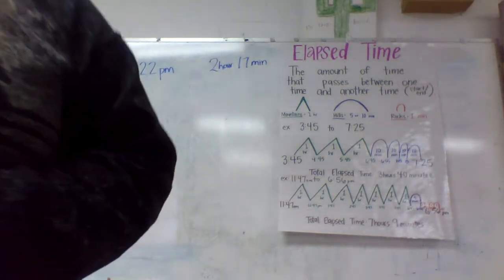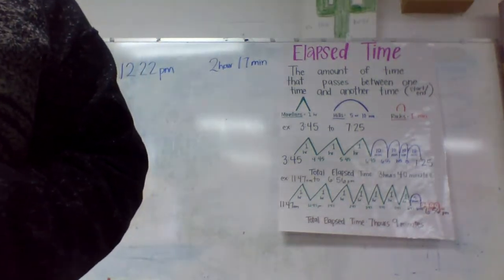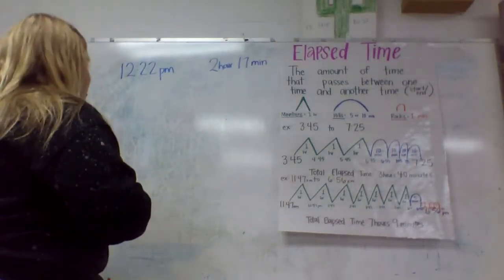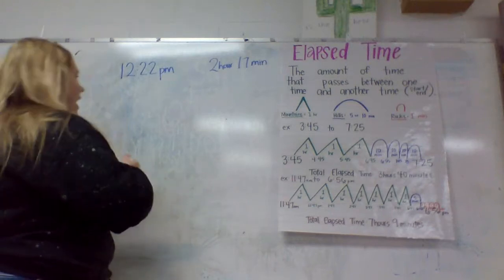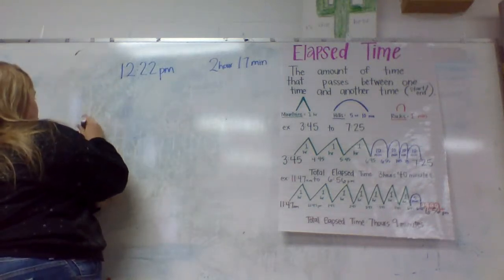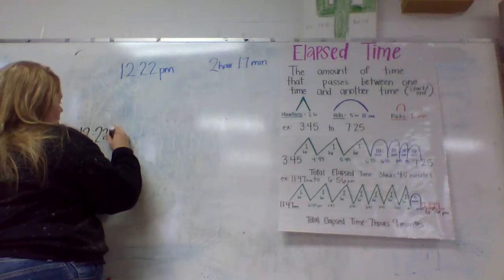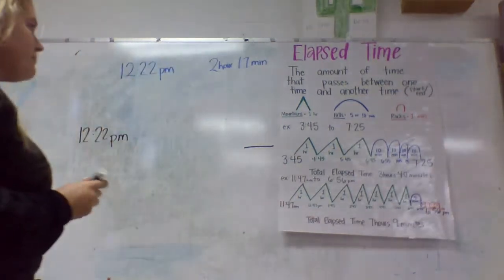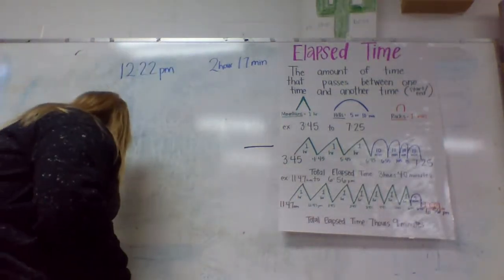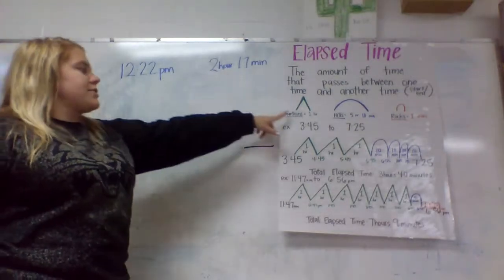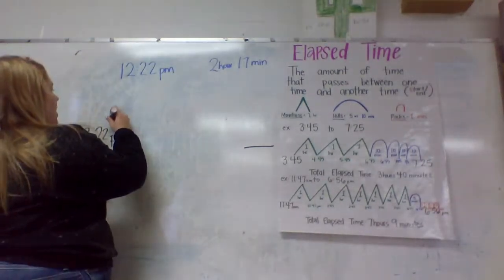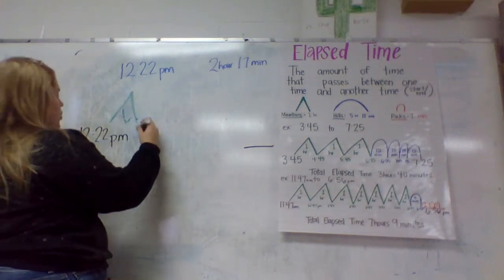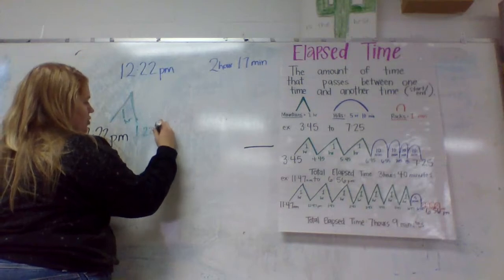So I'm going to get out my different colors. I know that my start time, I can go ahead and put my start time down because I know that my start time is 12:22 p.m. And I'm coming over here looking for my end time. So I know 2 hours. So I can do 2 mountains. So 1 hour past 12:22 p.m. would be 1:22 p.m.